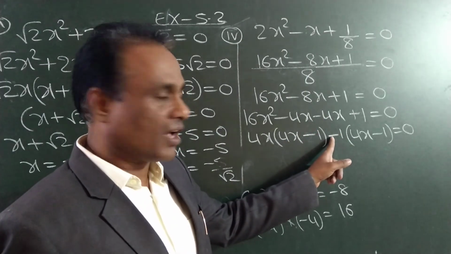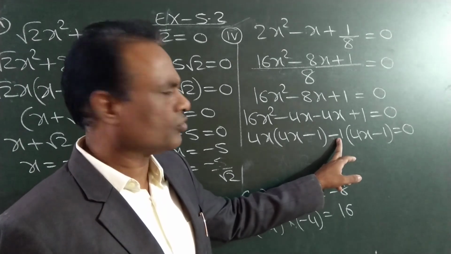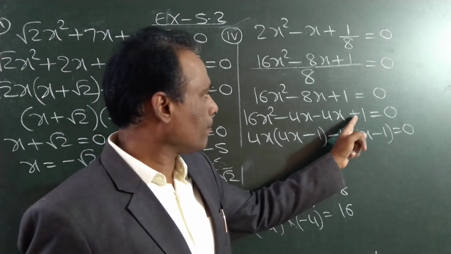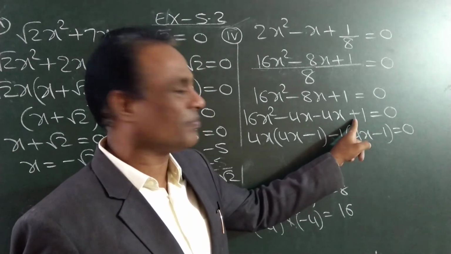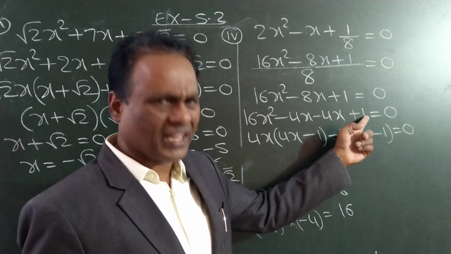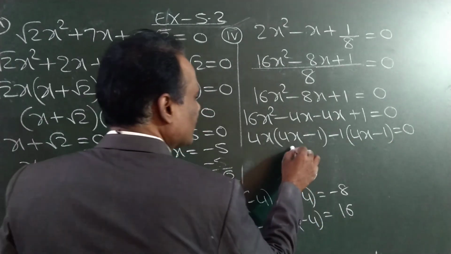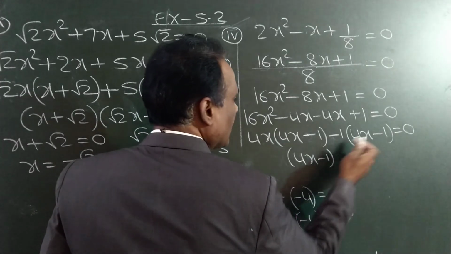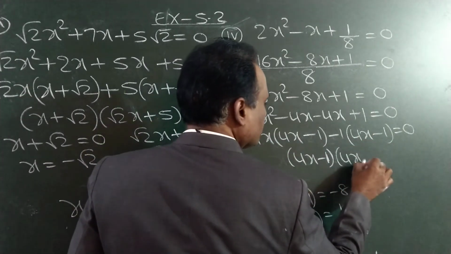Minus 1, minus common. Nothing common means 1, it should not be 0. So 1. 4x remains. Minus common means this plus this will become minus, so minus into minus is plus. If 1 is common, 1 is 1 into 1, another 1 remains. So what are the factors? 4x minus 1 common, another 4x minus 1 remains.